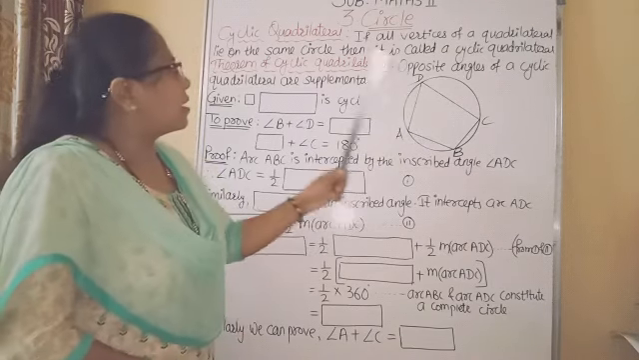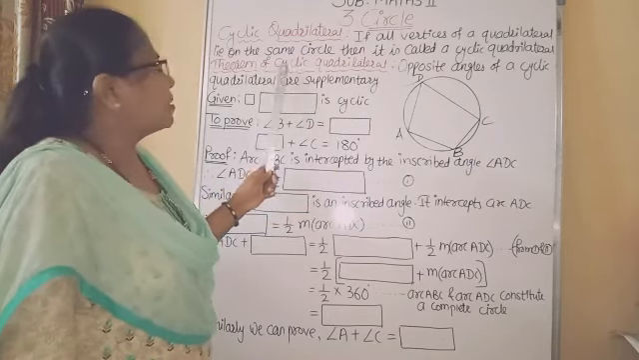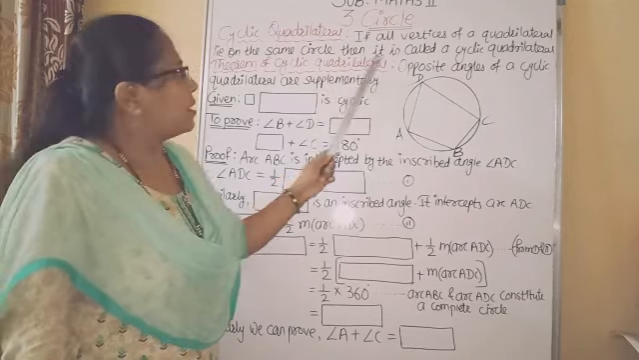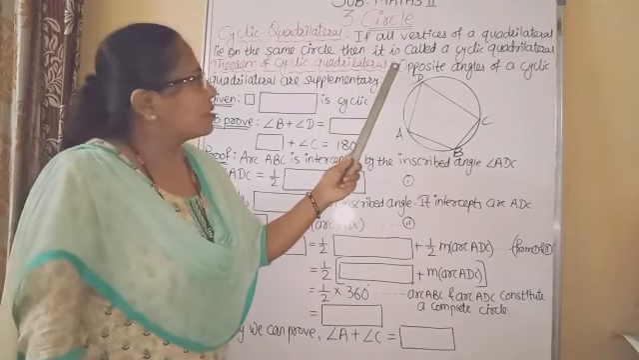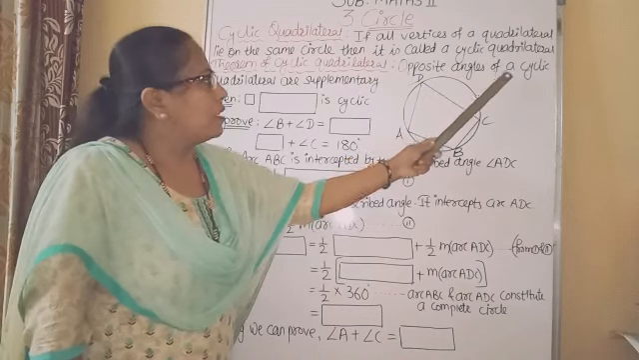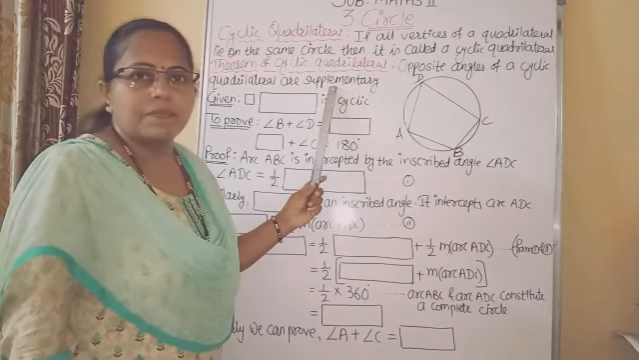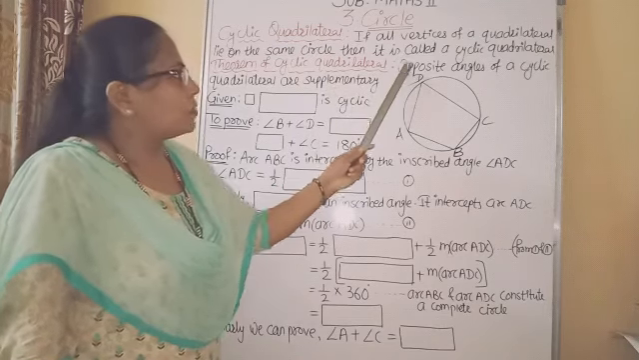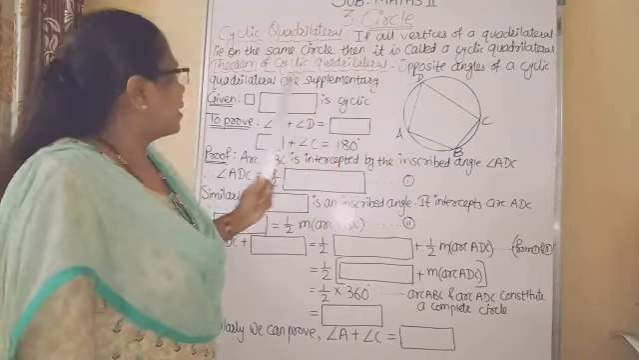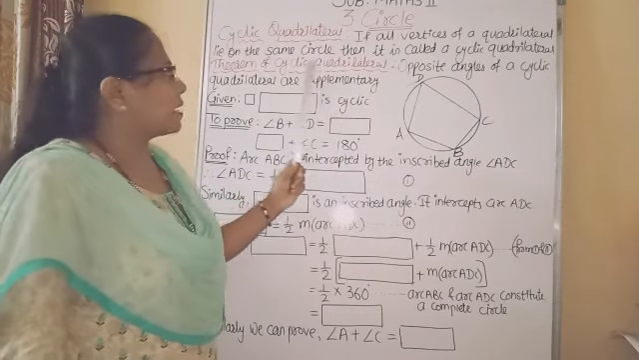So we have a theorem related to this cyclic quadrilateral. Theorem of cyclic quadrilateral. The statement of the theorem is, opposite angles of a cyclic quadrilateral are supplementary. Opposite angles of a cyclic quadrilateral are supplementary. This is the theorem of cyclic quadrilateral.